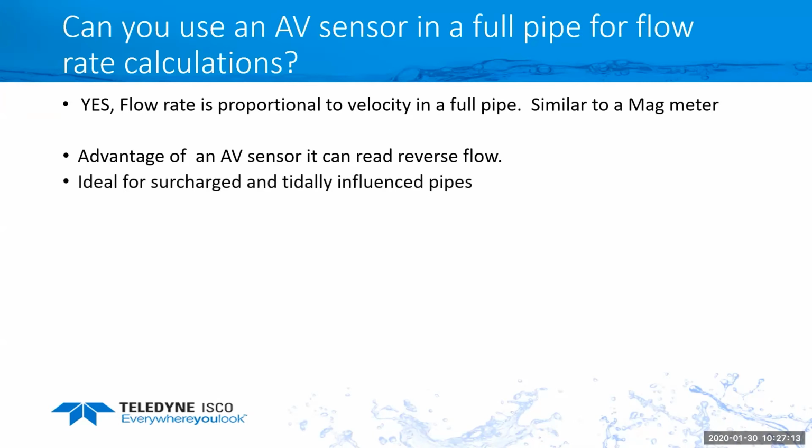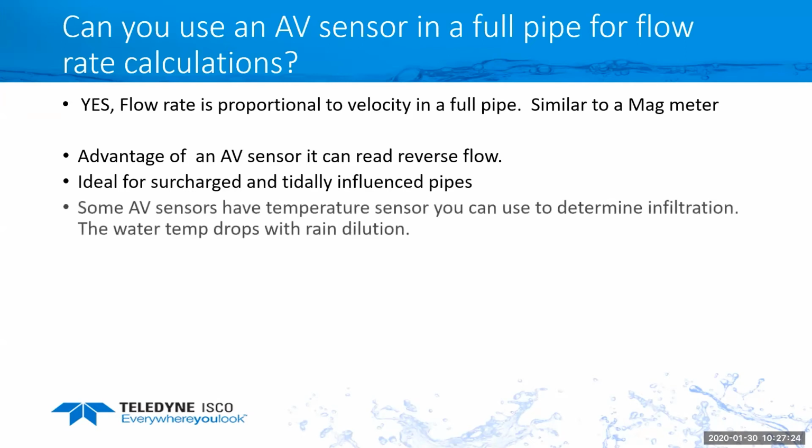So the AV sensor is ideal for surcharge applications, tidally influenced pipes that are, for the most part, non-full, but then they would occasionally go full when you get reverse flow.